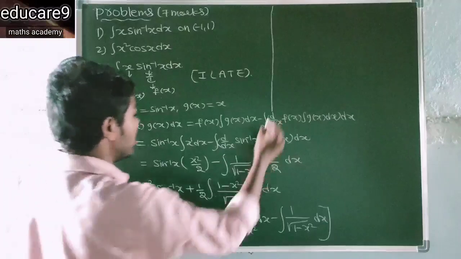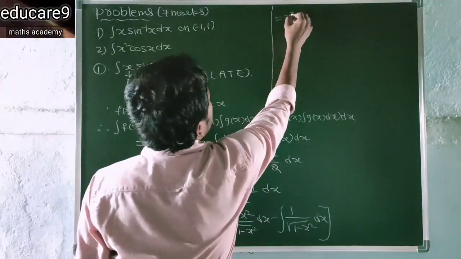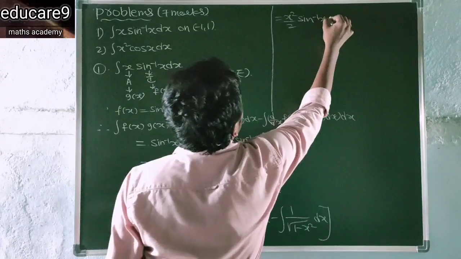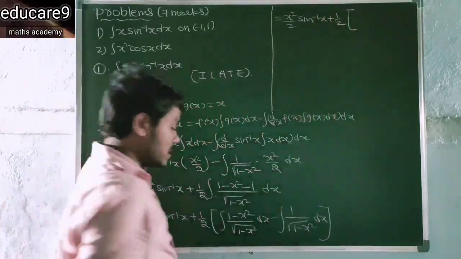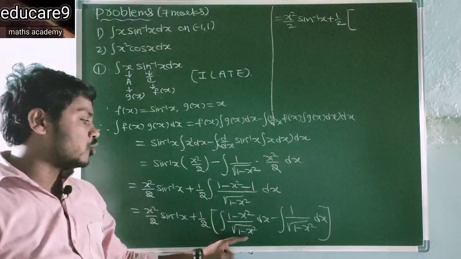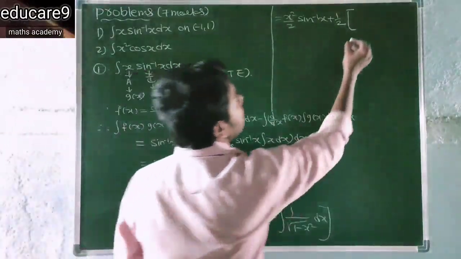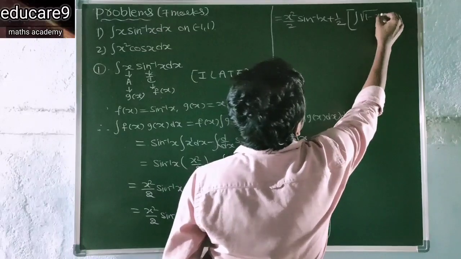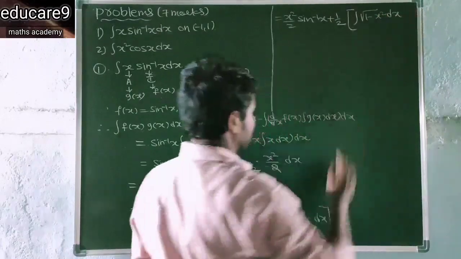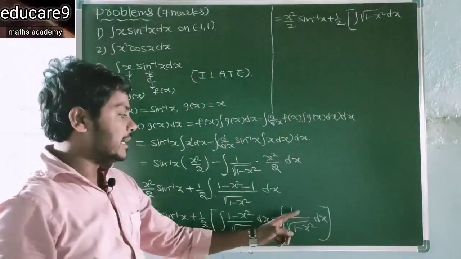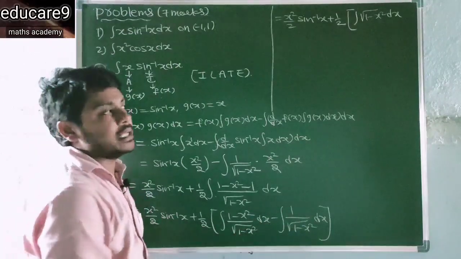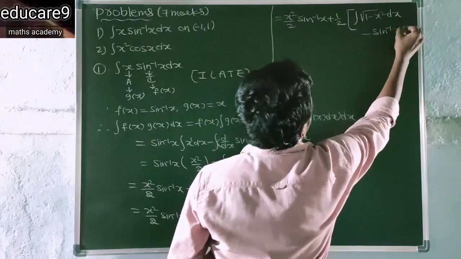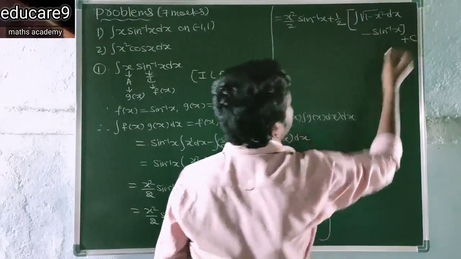So now this is what? X square by 2 sin inverse x plus 1 by 2 into, see here 1 minus x square by root 1 minus x square is square root of 1 minus x square dx, okay, minus integration of 1 by under root 1 minus x square, that is minus sin inverse x plus c.